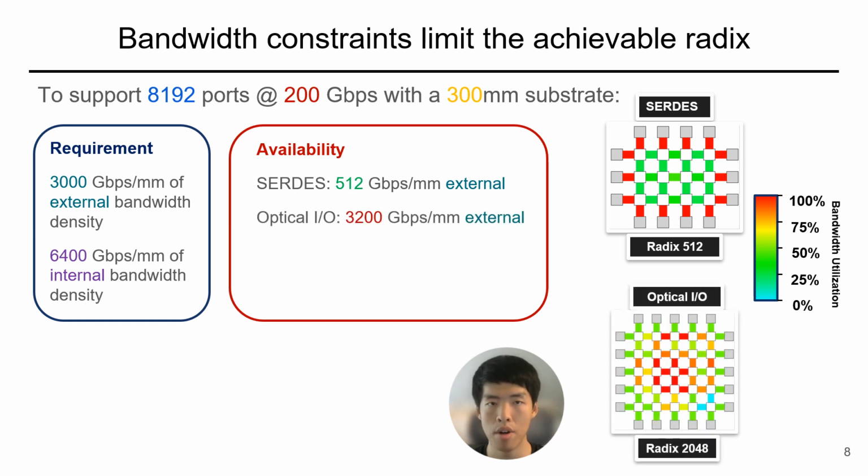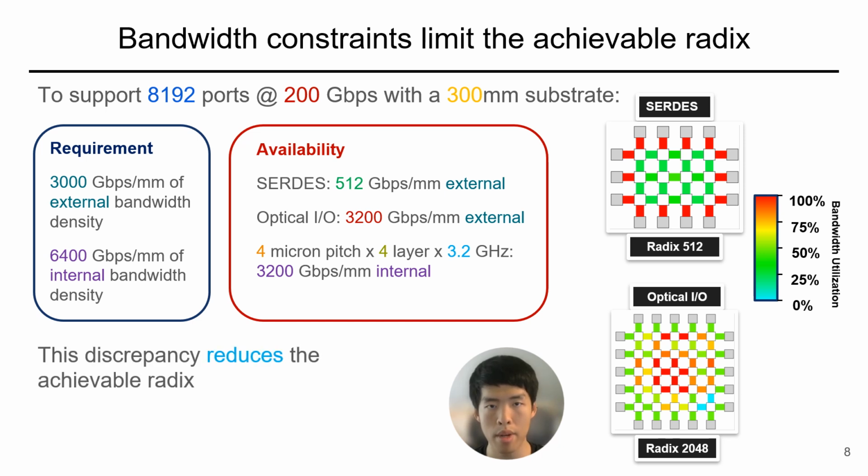With optical I/O, we could achieve 3200 gigabits per second per millimeter of external bandwidth density, but now we are bottlenecked by internal bandwidth instead, shown by these inner links in red. For a 4 micron internal I/O pitch, 4 layers of interconnect, and internal links running at 3.2 gigahertz, we have 3200 gigabits per second per millimeter of internal bandwidth density on the substrate. This discrepancy between requirement and availability reduces the achievable radix. We see only 8x benefit from Waferscale integration instead of the promised 32x.